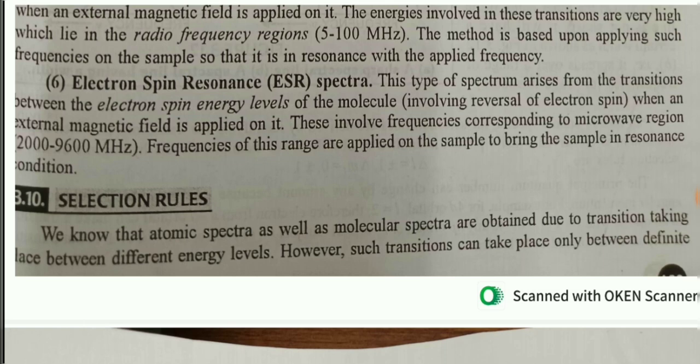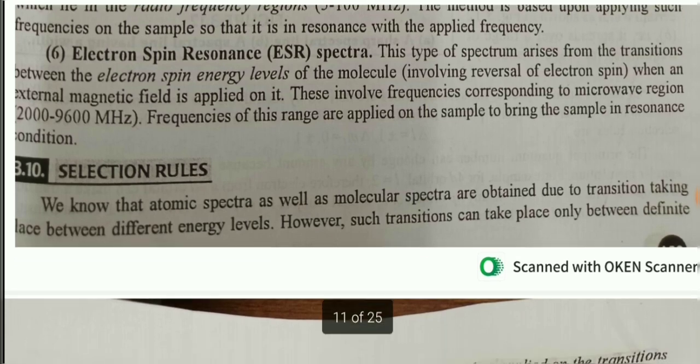This type of spectrum arises from the transition between the electron spin energy levels of the molecule when an external magnetic field is applied on it. These involve frequency corresponding to the microwave region. Frequencies of this region are applied on the sample to bring the sample in resonance condition.